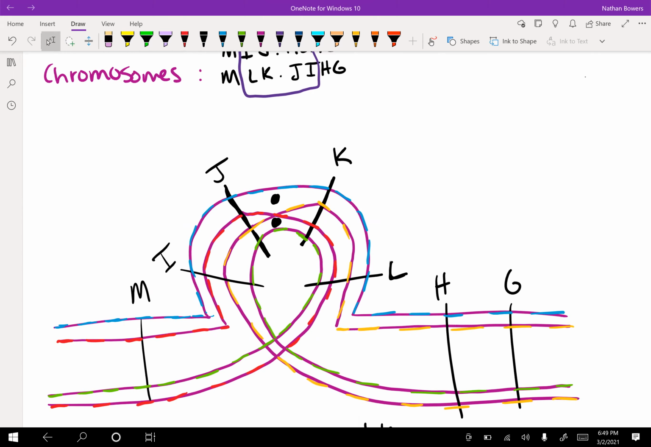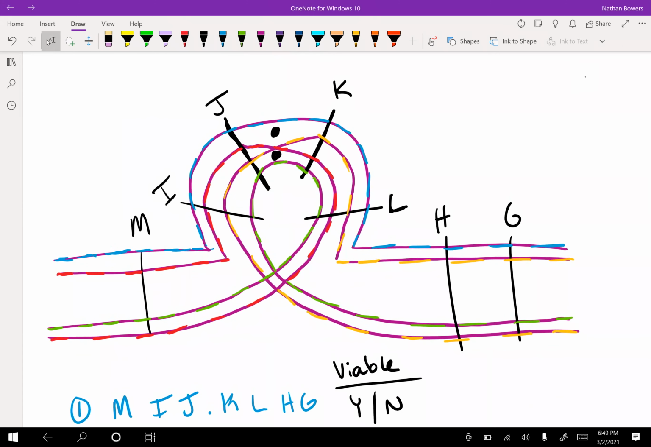So what I did is I drew out the chromosomes, one chromosome represented by one line, and I traced each out with a different color to represent different chromosomes. So for this light blue right here, I traced it out, and as I crossed a gene represented by the letters, I wrote it down and recorded it. So for this blue, I got M, I, J, K, L, H, G.